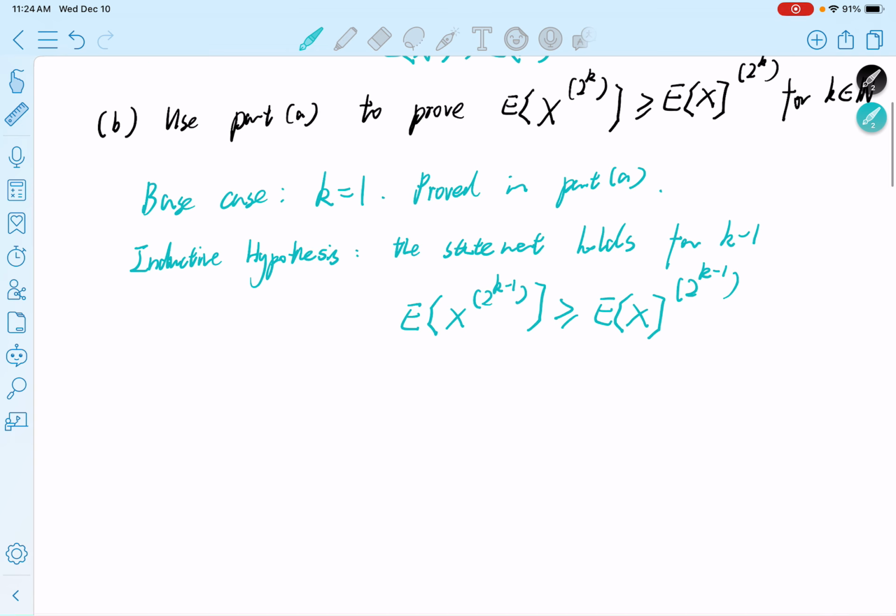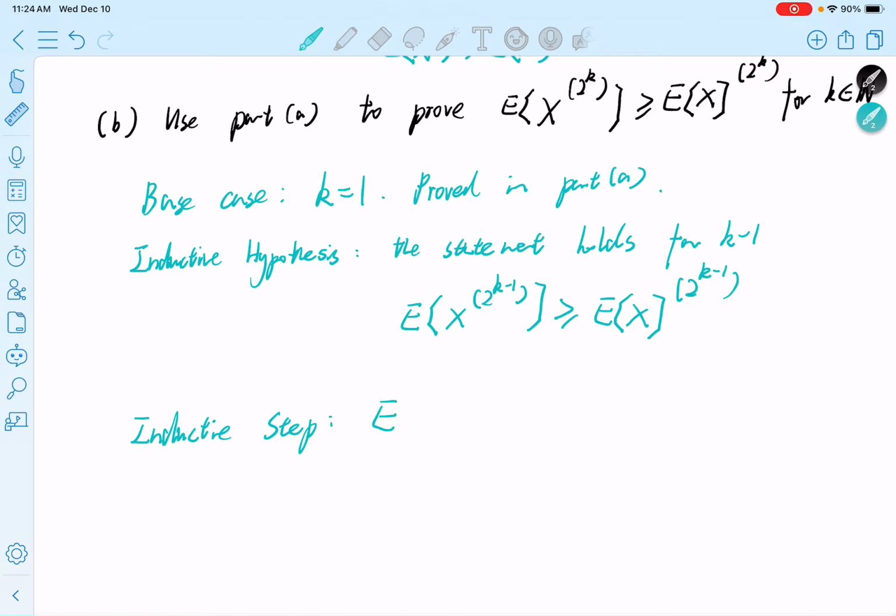And then finally, we can go to the inductive step. For the inductive step, we start from the hypothesis, right? We assume the statement holds for the hypothesis, and then we want to find a connection between the hypothesis and the argument we want. So let's first write down the argument we want. This is what we want, right?